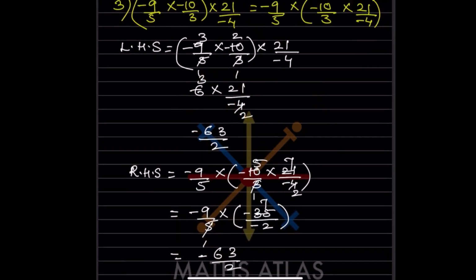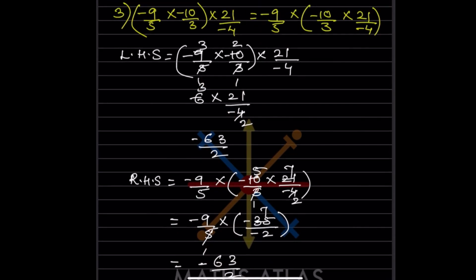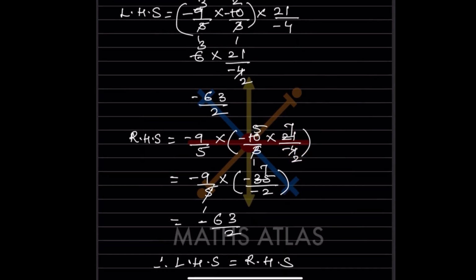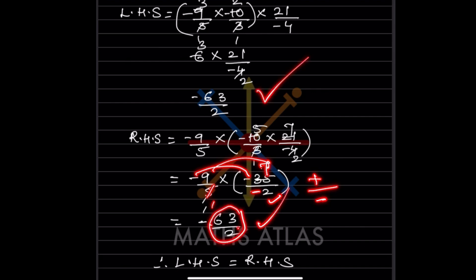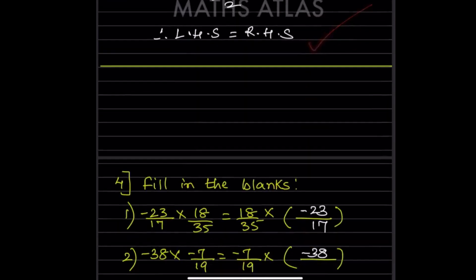So this will be the same. 3 ones are 3, 3 sevens are 21, 2 twos are 4 and 2 fives are 10. So this is going to be 35 minus 35 divided by minus 2. So what will you get here? This is going to be again 5 sevens are 35. So 63 by 2. Here minus and minus becomes plus, but this is minus, plus divided by minus, that will be minus. So minus 63 by 2. Both of them are the same. So LHS is equal to RHS.